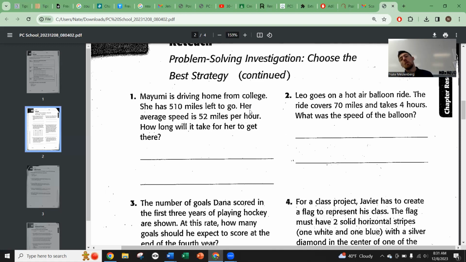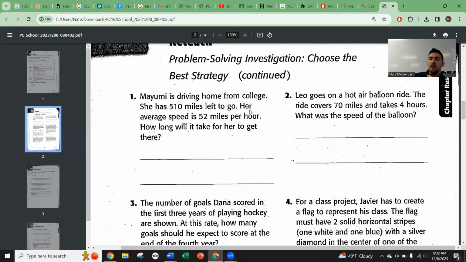Perfect. All right, what do we know? Mariah, what do we know? She has 510 miles left to go, and her average speed is around 52 miles. Yeah, 510 miles left to go. Average speed 52 miles per hour. What do we need to find out? How long it's going to take her to get home.